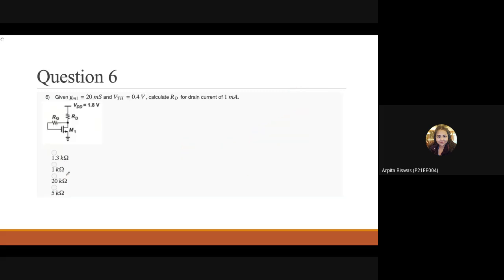So this is question number 6. Given GM is 20 mS and VTH is 0.4 volt, calculate the RD for a drain current of 1 milliamp. Ma'am, is the answer 1.3? Yes, 1.3 is the right option. Can you explain a little bit how you solved it? Okay, ma'am. I have taken ID equals half K into (VGS minus VTH), ma'am. Then GM equals delta ID by delta VGS. Okay.